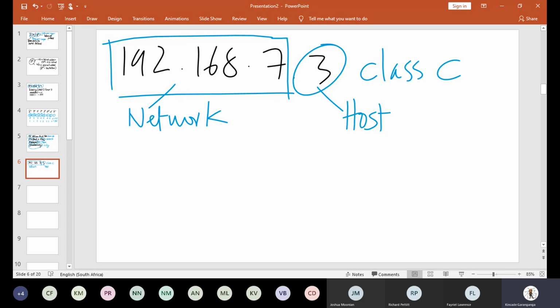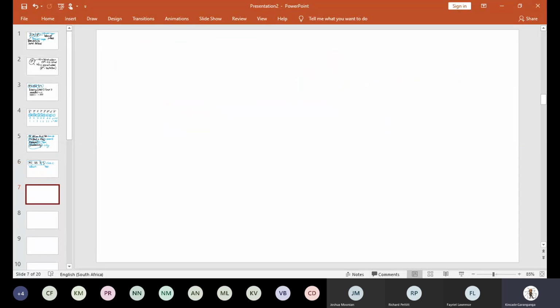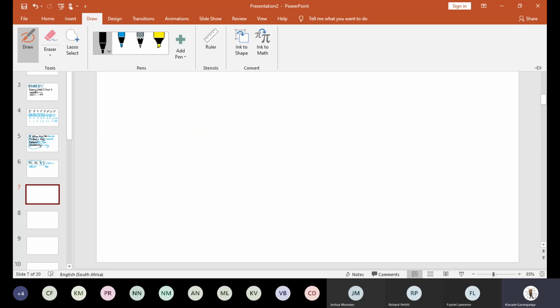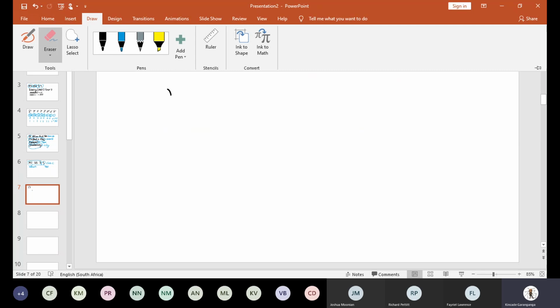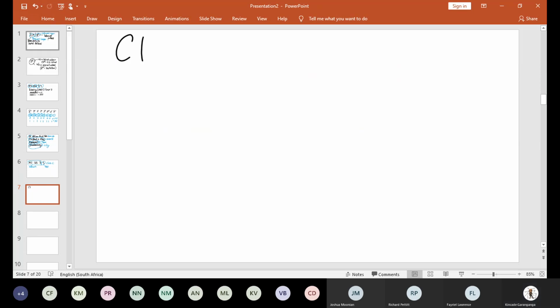So I want to look now at the distinctive classes associated with IP version 4, in order for you to understand what is happening as far as assignment is concerned. How would you actually choose these IP addresses, and how are they used in your specific environments? So we're now looking at the different classes of IPs. You've got class A all the way to class E.